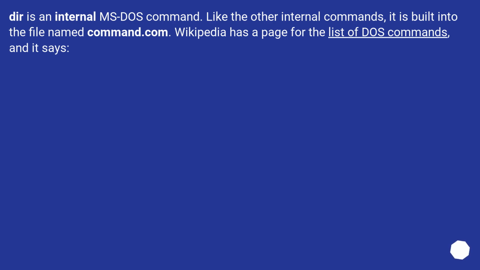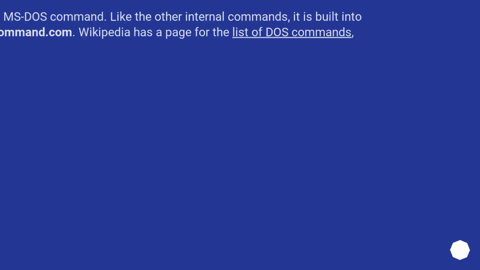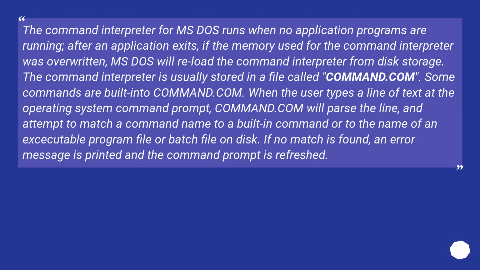Dir is an internal MS-DOS command. Like the other internal commands, it is built into the file named command.com. Wikipedia has a page for the list of DOS commands, and it says, the command interpreter for MS-DOS runs when no application programs are running, after an application exits. If the memory used for the command interpreter was overwritten, MS-DOS will reload the command interpreter from disk storage. The command interpreter is usually stored in a file called command.com.